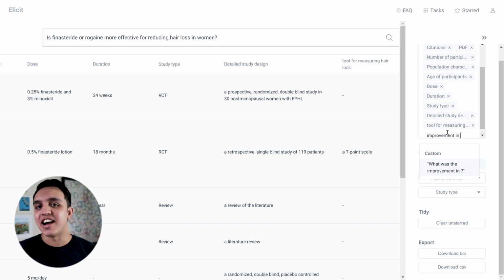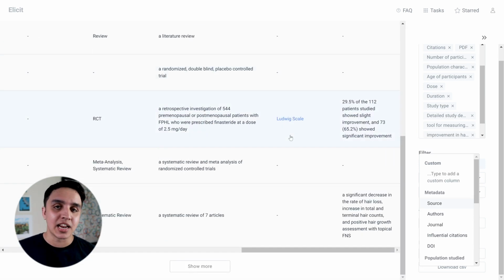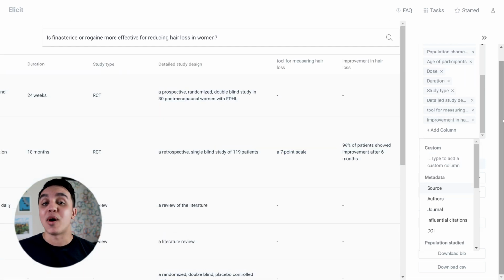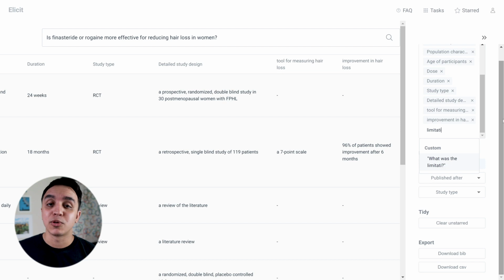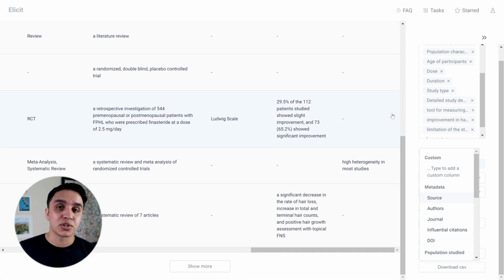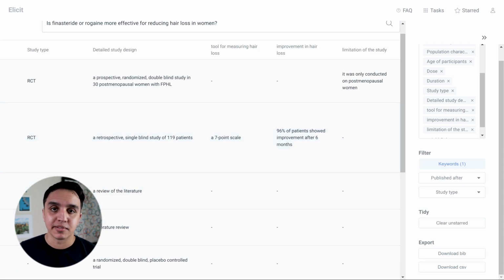Once again, the answers here provide a great launching pad for understanding key concepts in the literature, such as the Ludwig scale and the 7-point scale. Let's add one final custom column to explore the limitations of each study. Not only does this provide the limitation of a given study, but it also gives us a mental checklist of questions to ask when reading each paper. Using columns in this methodological manner is extremely useful when you're exploring a new research area with Elicit, which you can learn about by clicking here.